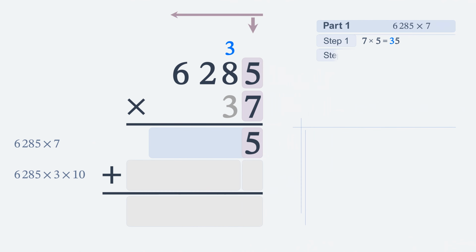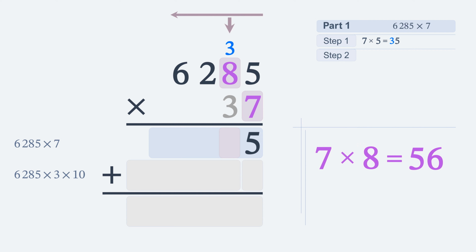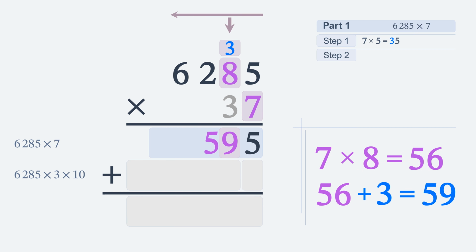Now we can do the second step. We multiply the bottom digit by the next digit of the top number. 7 times 8 equals 56. Since we carried 3, we add it to 56. 56 plus 3 equals 59. We get a two-digit number, so we need to carry the first digit up to the top of the next column. So we write 9 in the tens place of the answer and carry 5 up to the top of the hundreds place column.